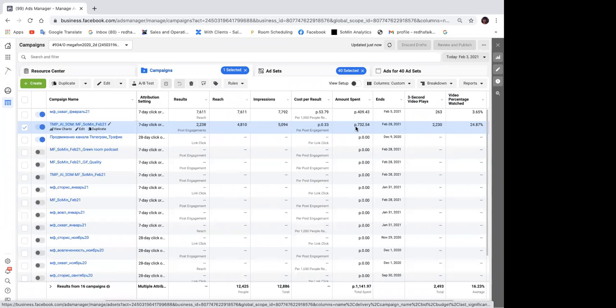Is it acceptable or not? No. Why has this happened? Why has it spent so much? Yes, go into the ad sets tab.